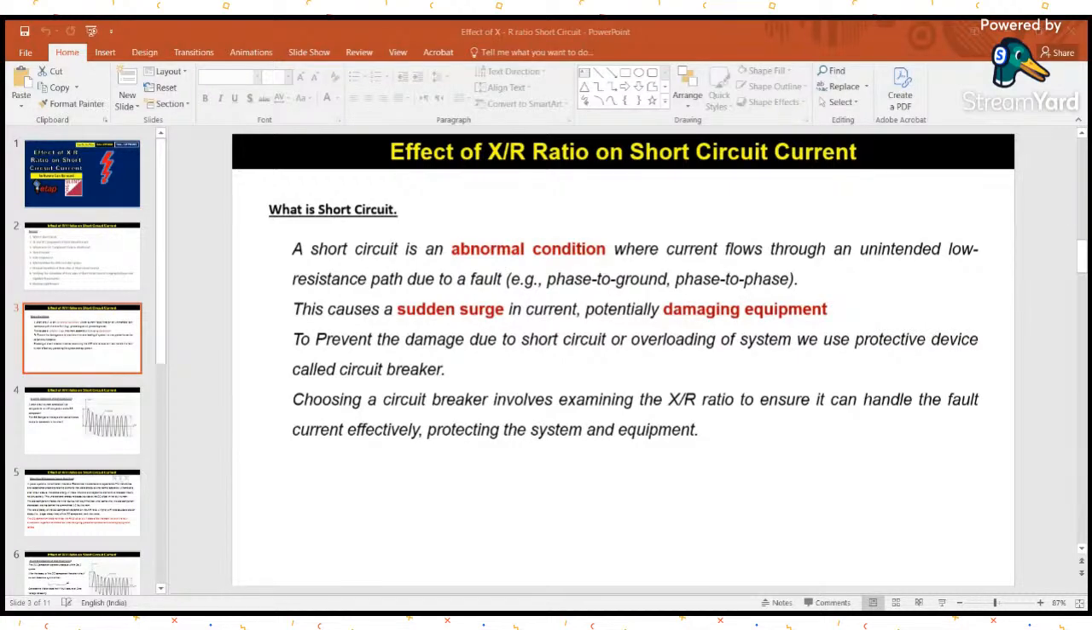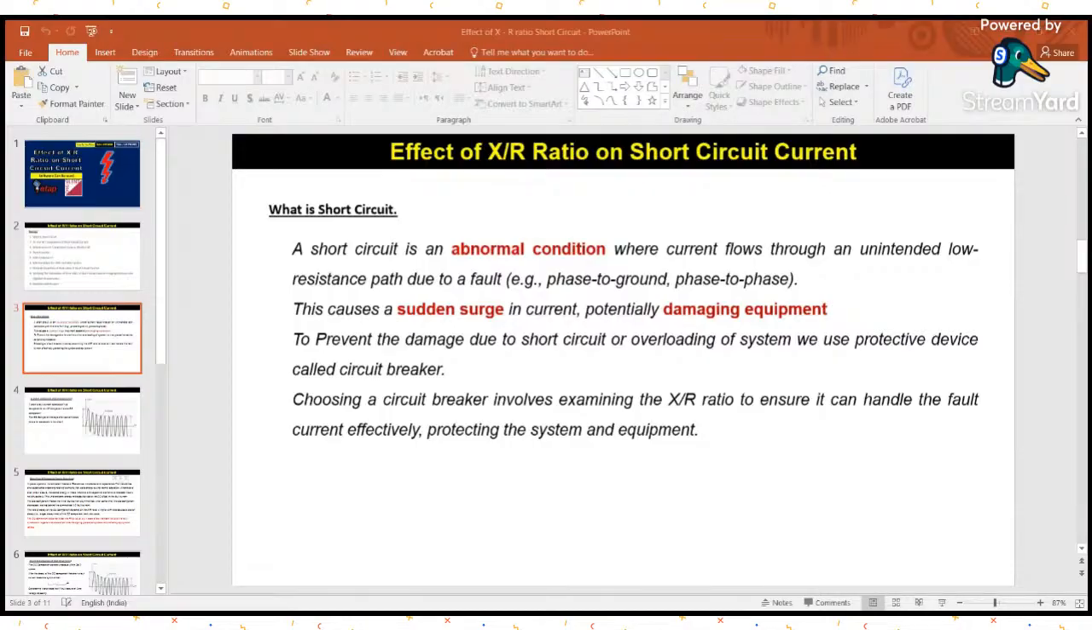Actually, what is a short circuit? If we ask someone what a short circuit is, they will say it is a flow of current through a low resistance path. But that is not a complete definition. Actually, it is an abnormal condition.